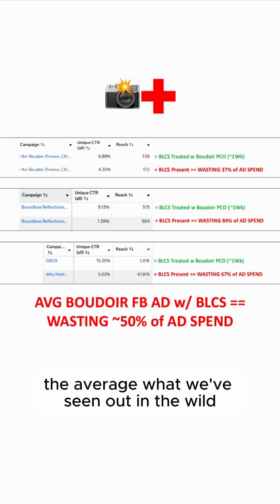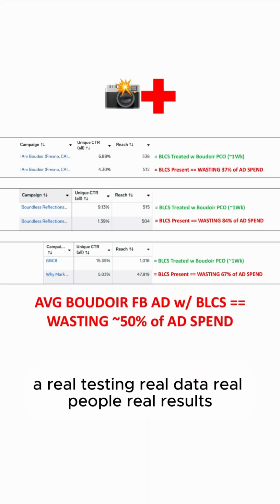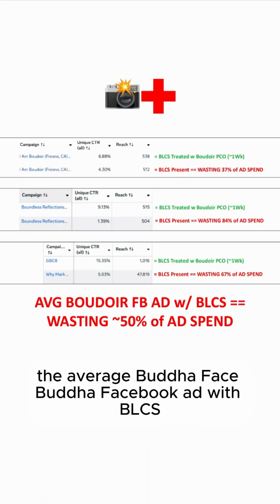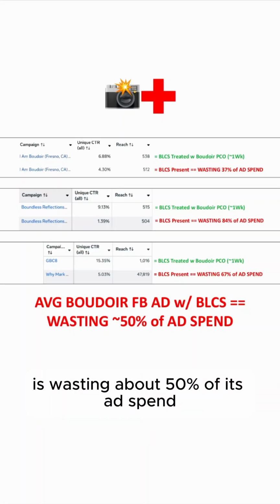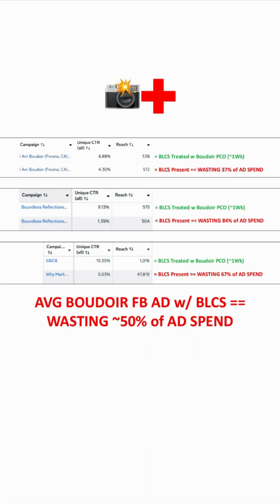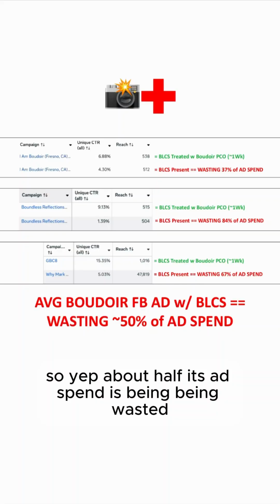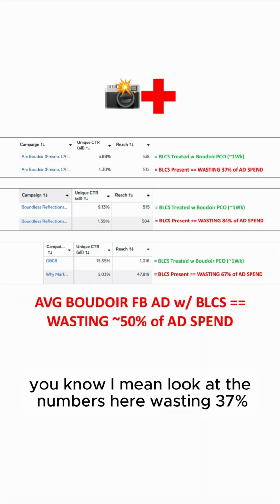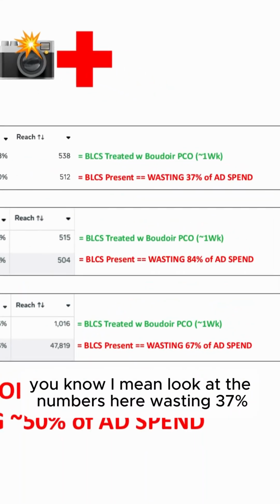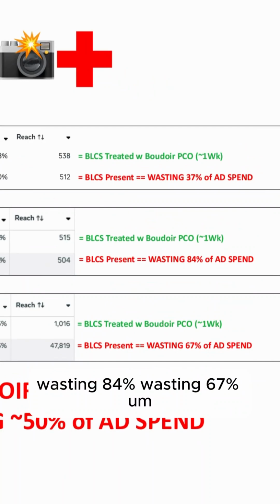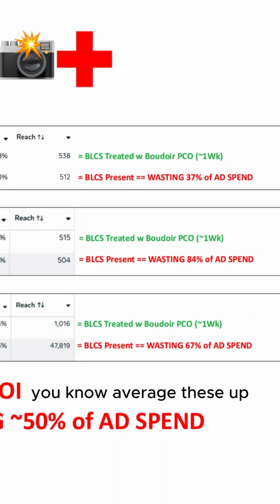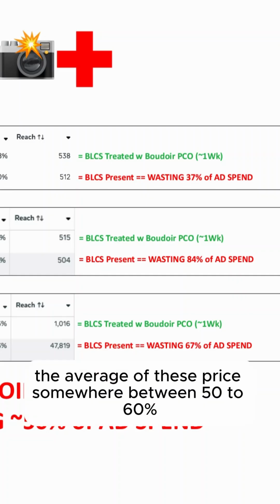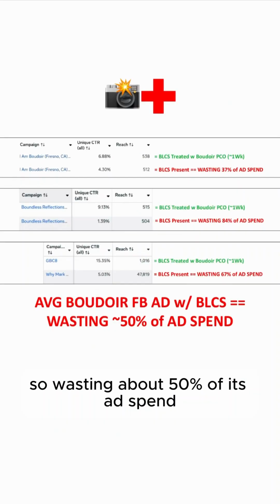So what we've seen out in the wild, real testing, real data, real people, real results. The average Boudoir Facebook ad with BLCS is wasting about 50% of its ad spend. So you have about half its ad spend being wasted. Look at the numbers here, wasting 37%, wasting 84%, wasting 67%. Average these up, probably somewhere between 50 to 60%. So wasting about 50% of its ad spend.